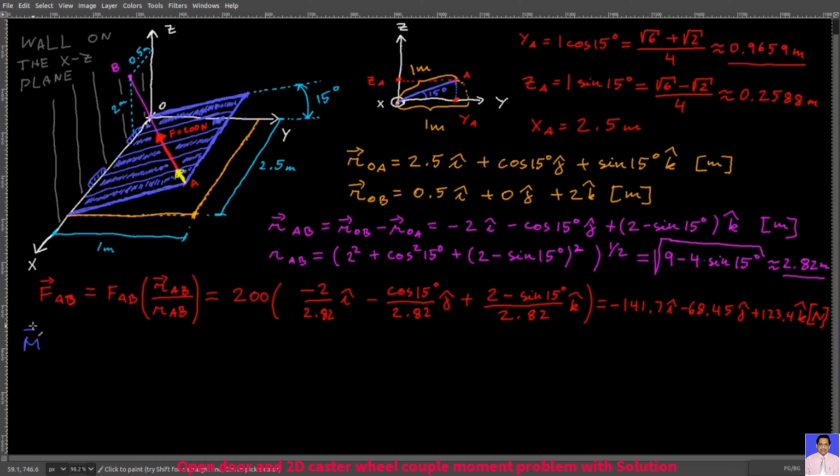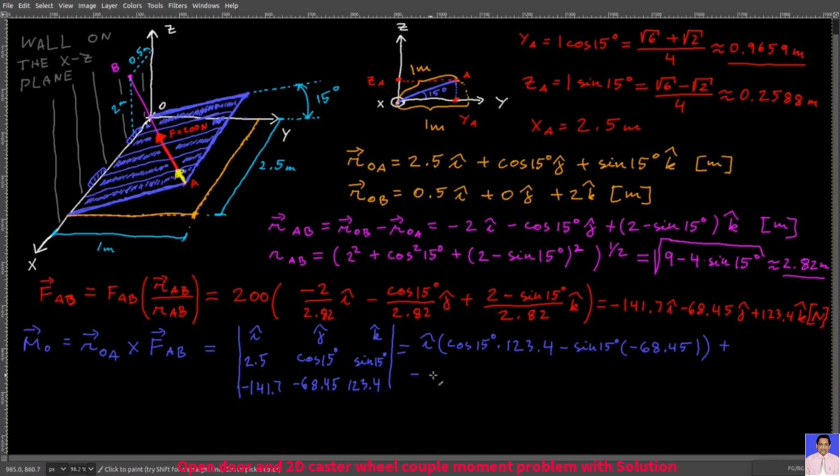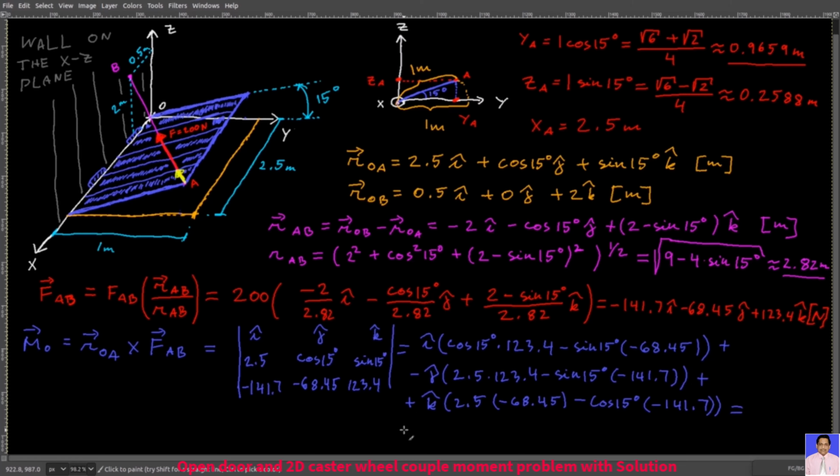And so the moment about point O equals the position vector OA cross F_AB. And you already know how to calculate that. This is your 3x3 determinant. Remember that this one here, that's this one here, and then this one here, that's this one here. And so you will have i times all that, then minus j times all that, plus k times all that. And in the end, this will be your final result.